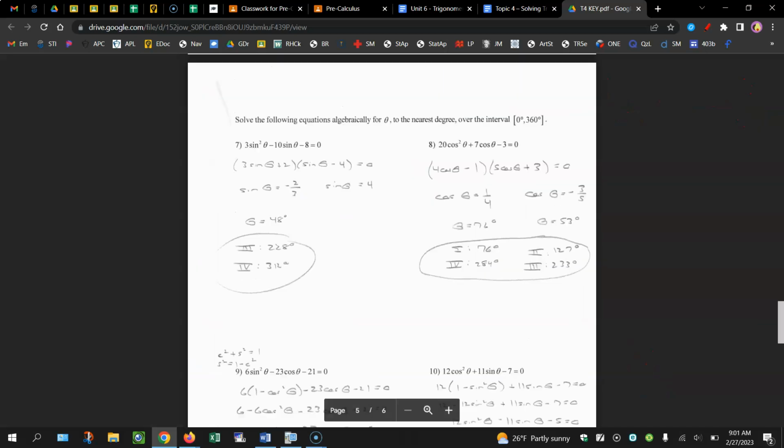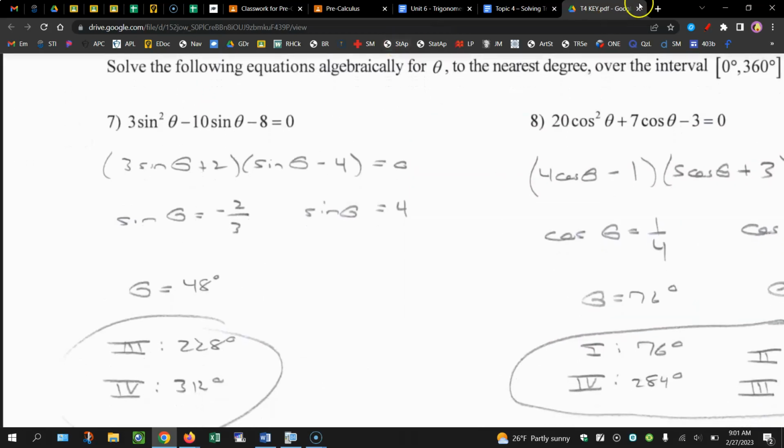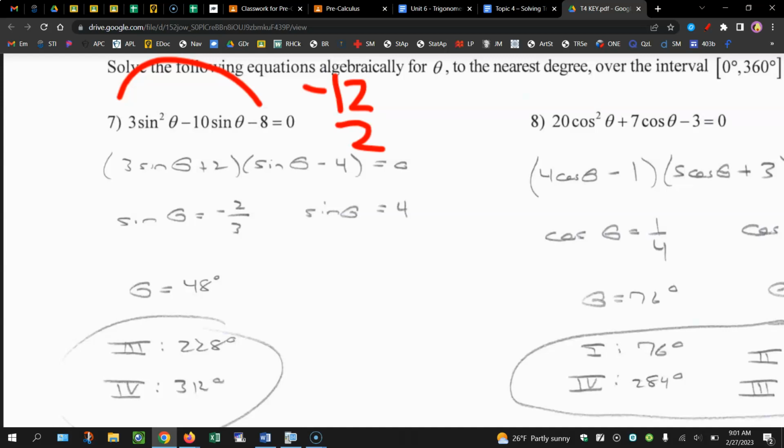Okay, let's look at 7 and 8. 7, factoring by grouping. 3 times -8 is -24. You need numbers that multiply to -24 that add up to -10. So your numbers here are going to be -12 and 2. So not -6 and -4, because they have to multiply to -24. So after you go through that, you're going to get to this point.